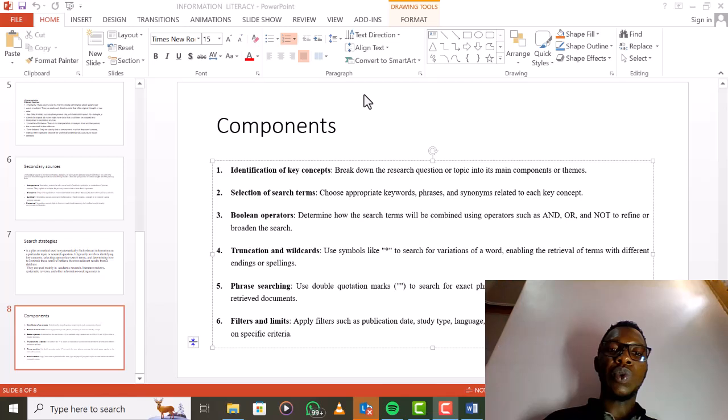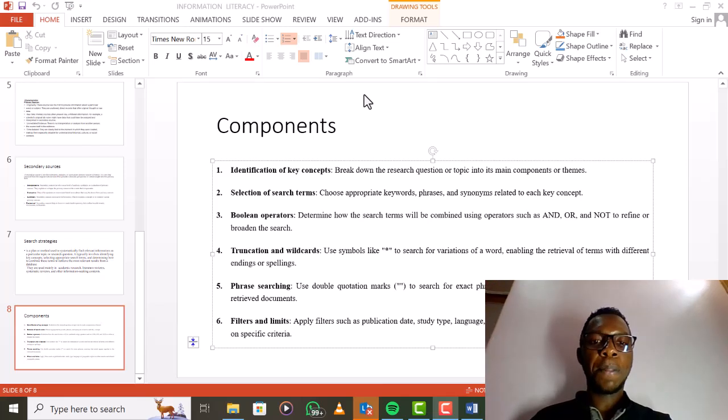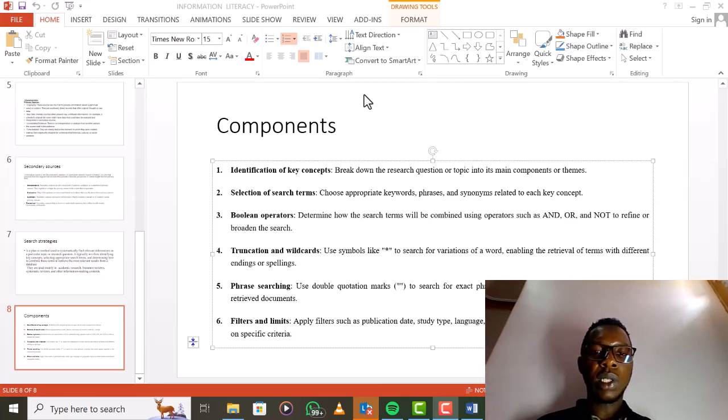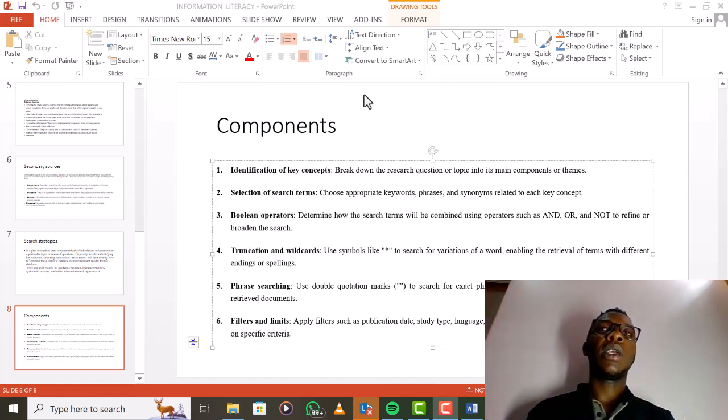Then another thing is we have filters and limits. Apply filters such as publication date, study type, language, and geographic region to refine research results based on specific criteria. Here, for example, when you need to search about farming in Uganda, you're not supposed to begin with farming in Uganda. You're supposed to look at farming from a broader aspect.